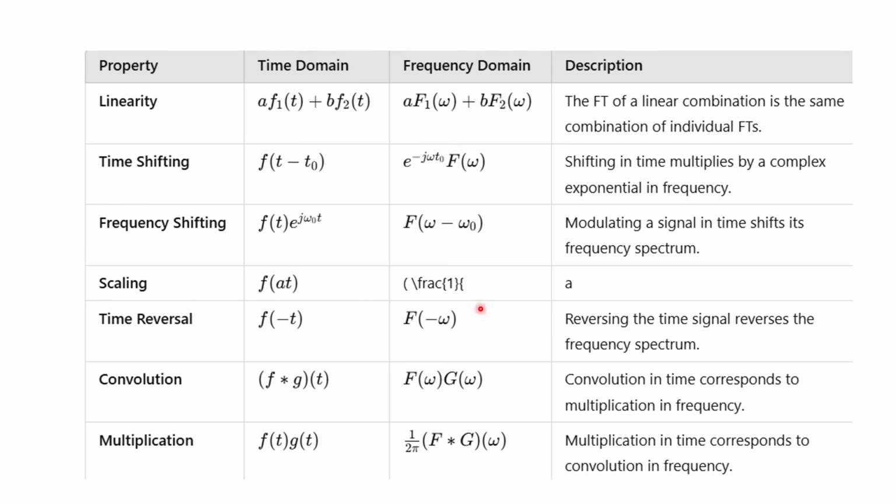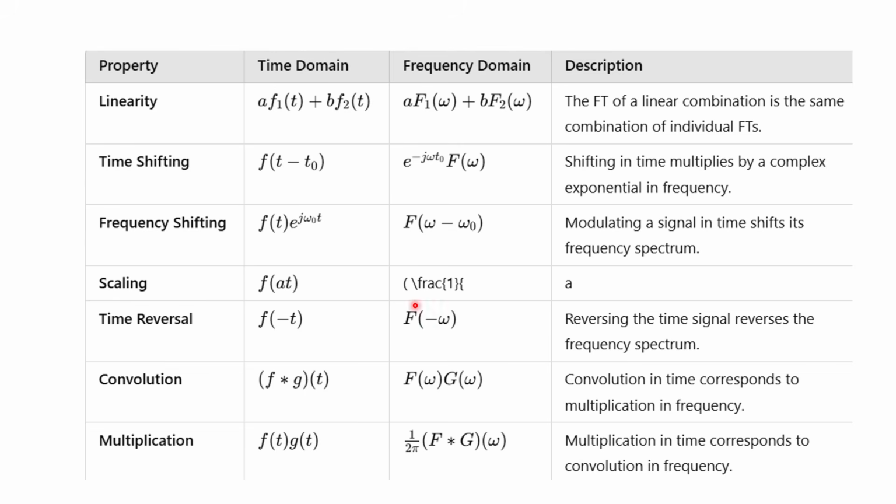Here are some properties that you should remember. These properties are valid for the inverse Fourier transform. Linearity holds, that is a f1 of t plus b f2 of t is equal to a F1 of omega plus b F2 of omega. Similarly, time shifting: whenever you are shifting in time, you have to multiply by exponential of minus j omega t in the frequency domain, into F of omega. Then frequency shifting: whenever you are multiplying with the exponential of j omega t in the time domain, it will automatically shift in the frequency domain.